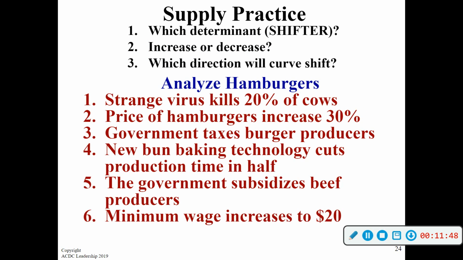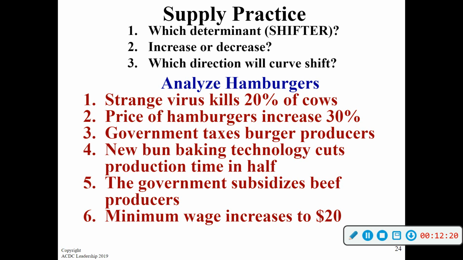All right. So we have a couple examples, and this will be the last thing we do. Once again, product is hamburgers. Strange virus kills 20% of cows. What is the shifter, and is supply going to increase or decrease? There you go. Availability of resources. And then which way is it going to shift? Left. Good. Because if our cows die, we can't produce as many hamburgers. Supply is going to shift to the left.